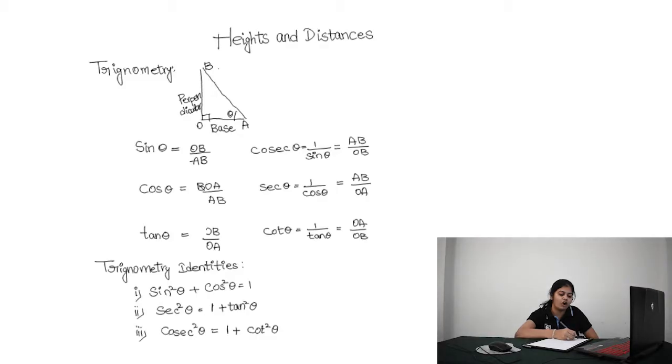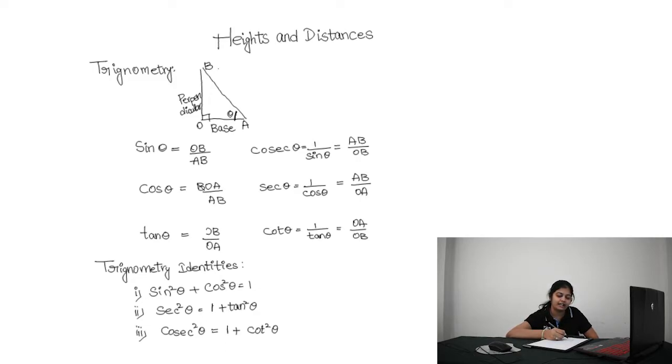Today's topic is heights and distances. Basically, there are a few formulas before starting the topic. The formulas are trigonometry. When we draw a triangle, the angle between A and B is called theta, and there is a right angle triangle.